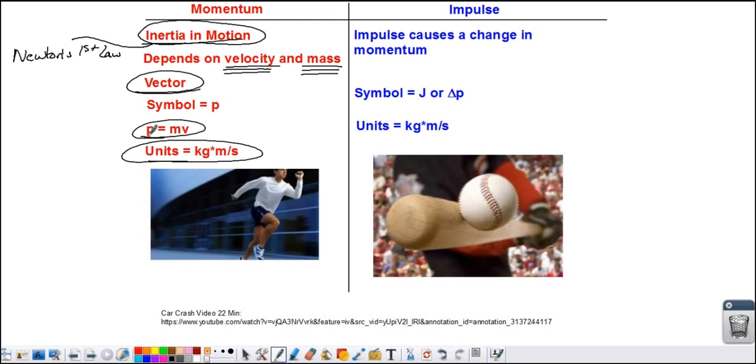If I'm trying to stop a smaller object like a bike, and it's not moving very fast, it's pretty easy to stop. But if someone's racing by me really fast and I want to try to stop them, that's going to be very difficult. It's going to have more momentum.